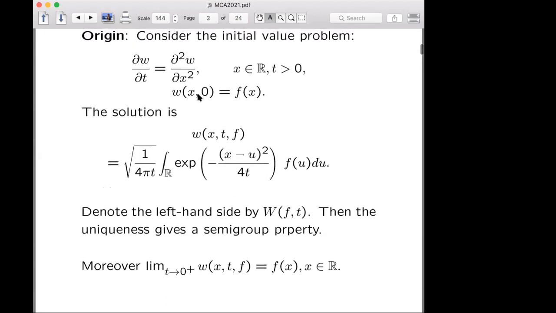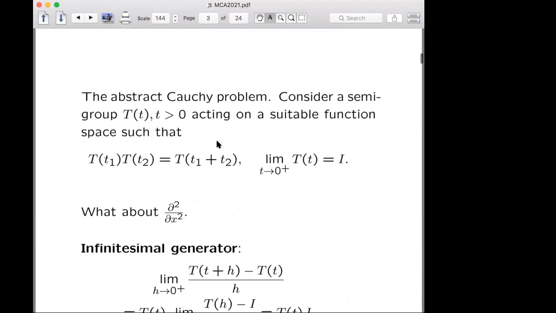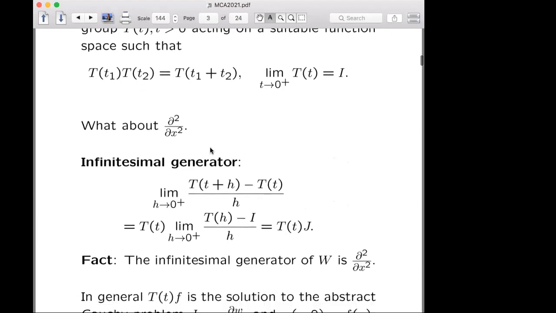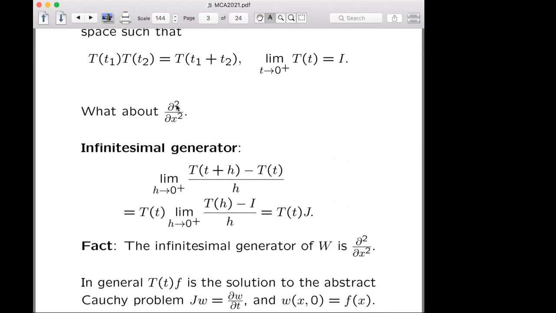The next question is, what about this second order differential operator? Well, that turns out to be the infinitesimal generator of the semigroup, meaning if I take T at t plus h, subtract T at t, multiply by 1 over h, and let h tend to 0 plus, because of the semigroup property, this T of t factors out, and I get the same expression, but now at 0 instead of general t.